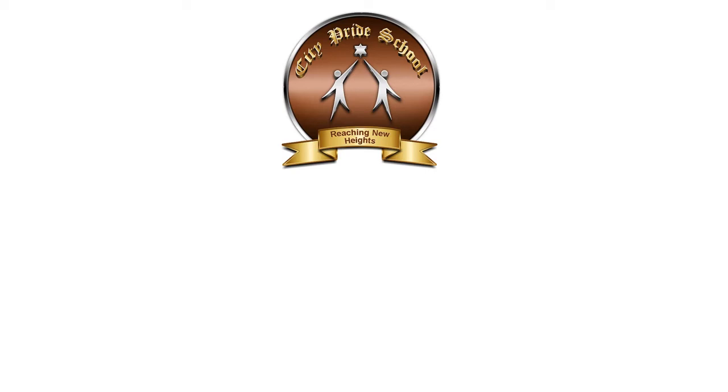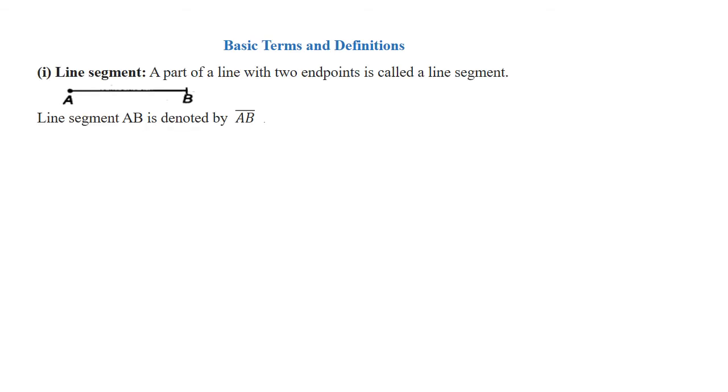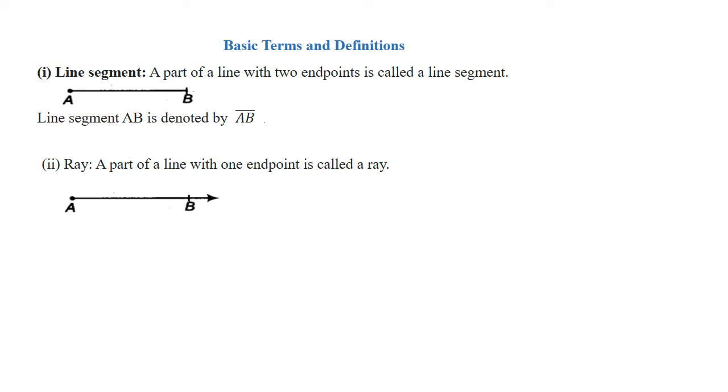Hello everyone. Let's start with chapter number 6, Lines and Angles. In the previous standard, we have learned about the line and the line segments. So we can define a line segment as a part of a line which is having two endpoints. A ray is a part of a line with one endpoint. So it has one endpoint and can be extended further from the other end.